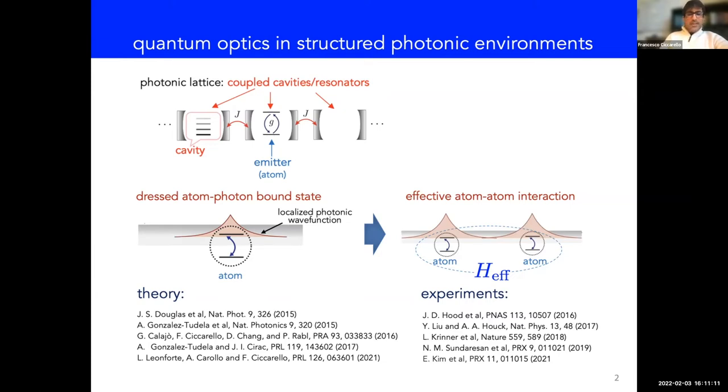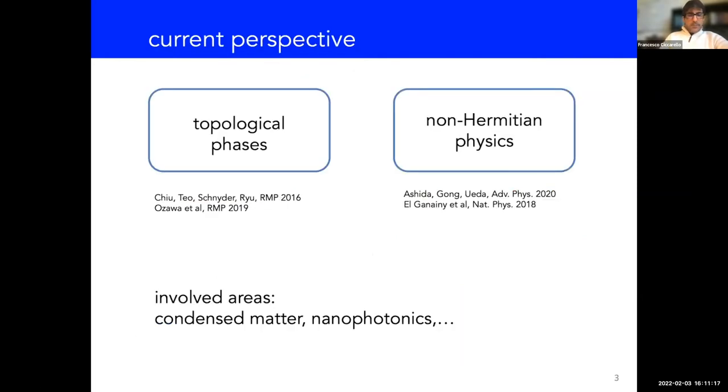Okay, so what's next now? What's the situation today? This is the current perspective. If you broaden your viewpoint a little bit and think of fields such as condensed matter and nanophotonics and even beyond, we have in particular two big actors, so to speak, on stage. One actor is topological phases, another actor is non-Hermitian physics. And you can see that these fields are really exploding, in particular non-Hermitian physics in the literature, and there are many interesting connections between the two.